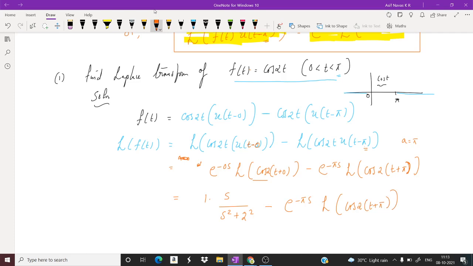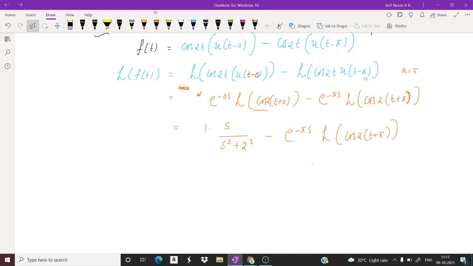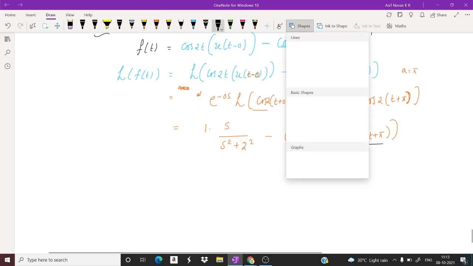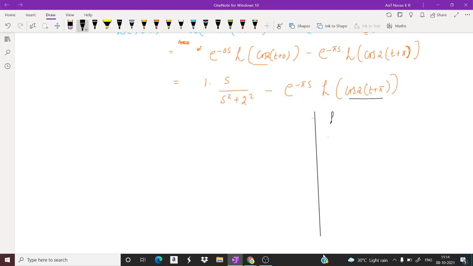So how to do this? Anybody have any idea? Okay, this is actually what we will find by using, okay, let us do from here. L of cos 2t plus pi is actually equal to L of cos 2t plus 2 pi. This is equal to L of, what is cos of a plus b?